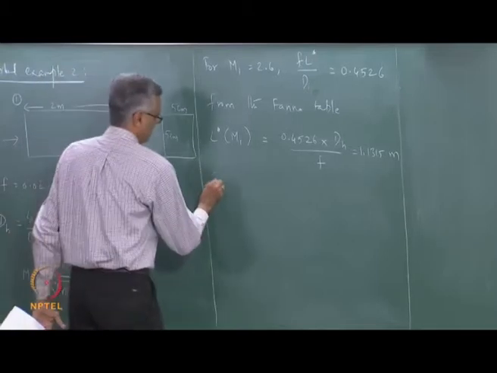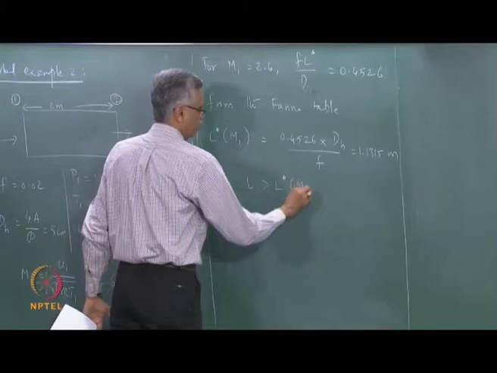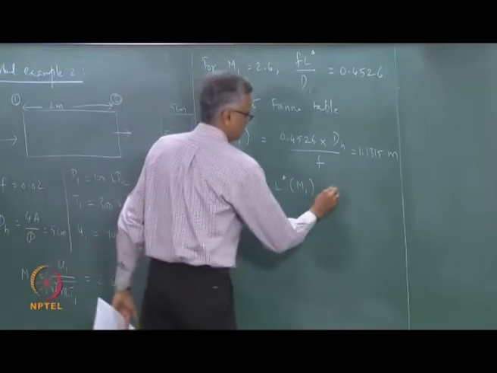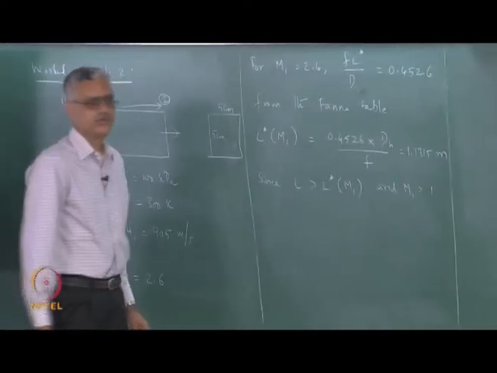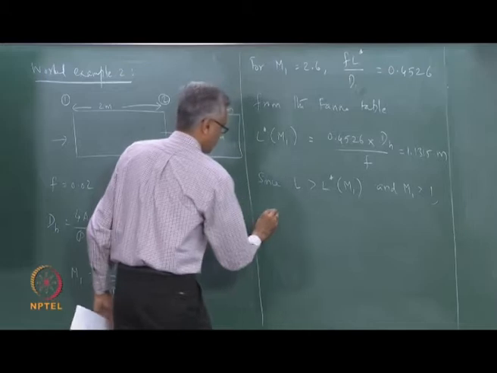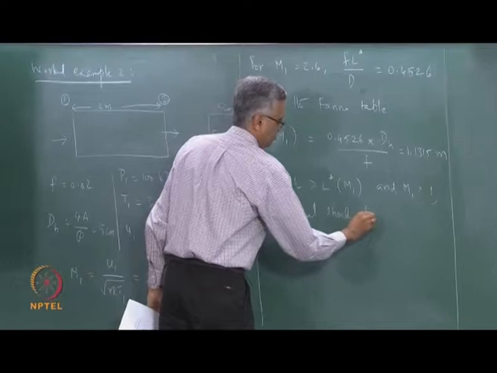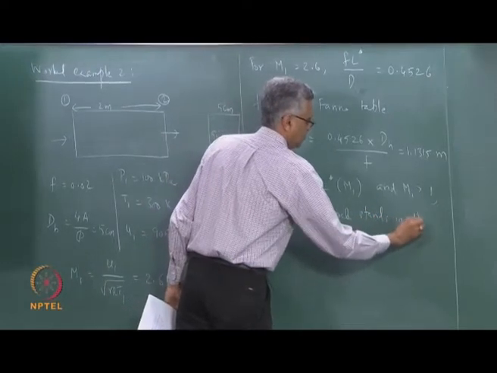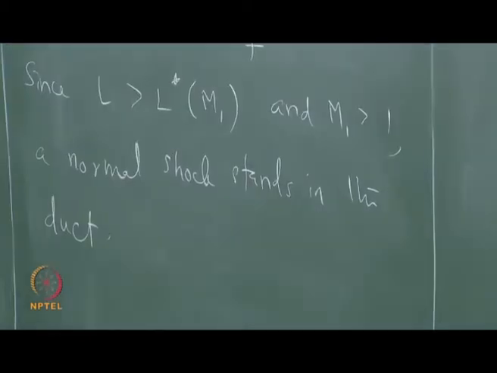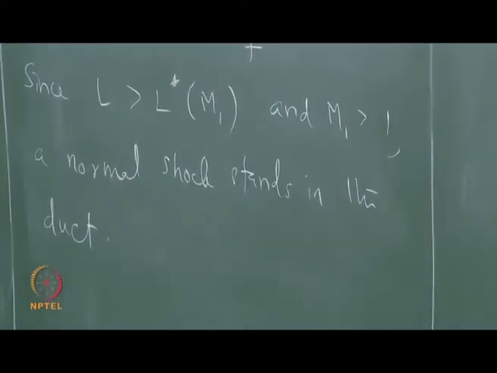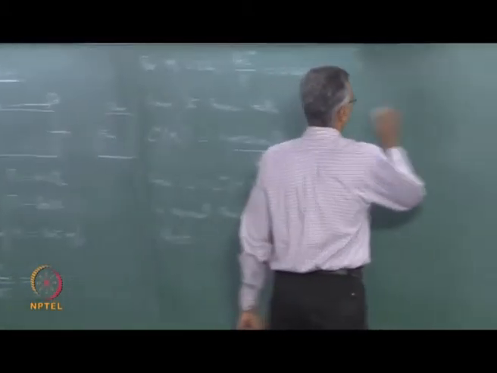So, since the given length L is greater than the L star corresponding to M1 and M1 is greater than 1, the inlet is supersonic, there is going to be a normal shock standing in the duct. So, we have to locate where the normal shock is and then determine the exit properties. Okay. We discussed this scenario in the previous class. Let us recap the scenario before we proceed with our calculations.